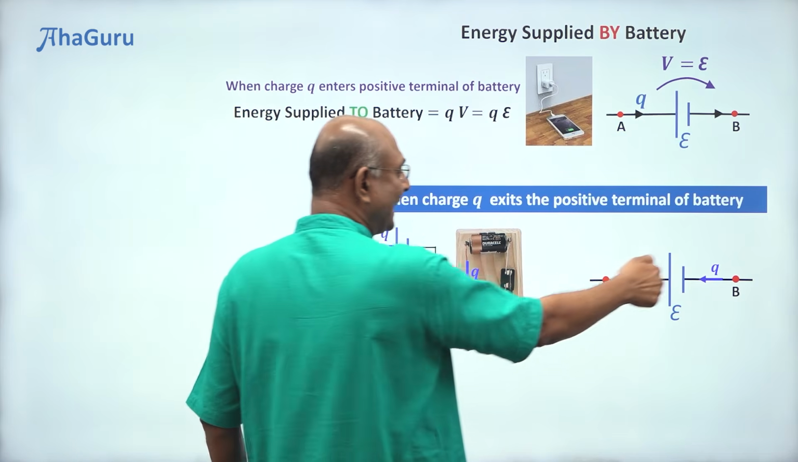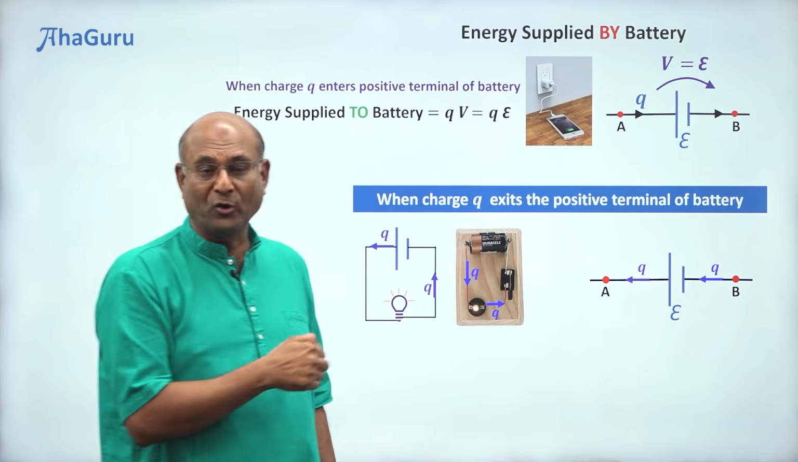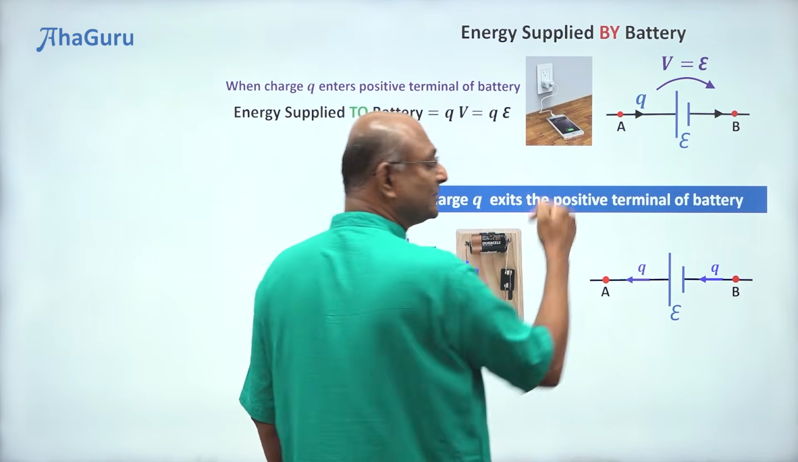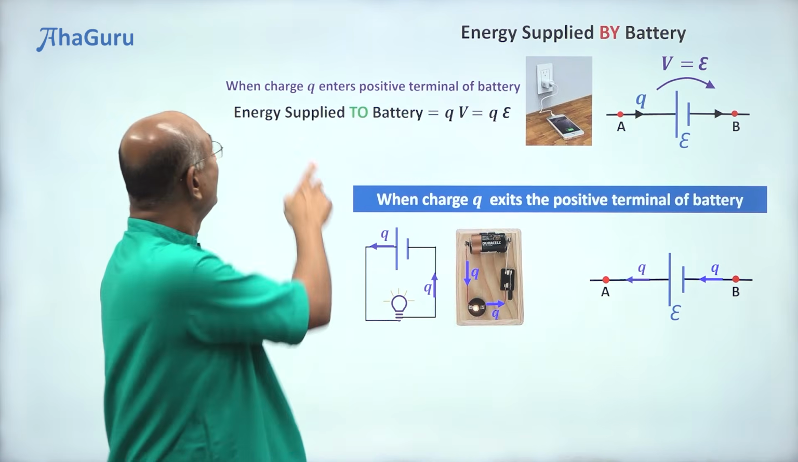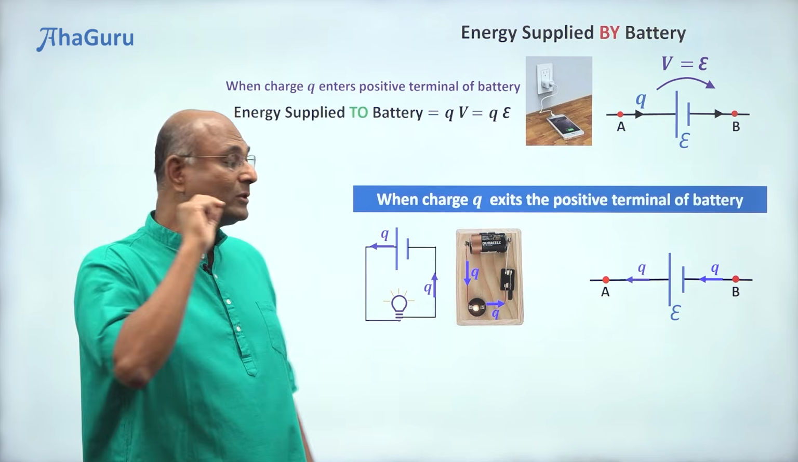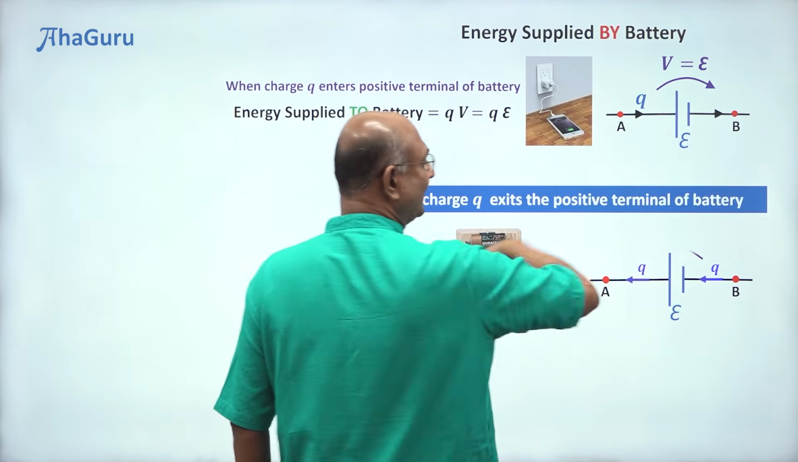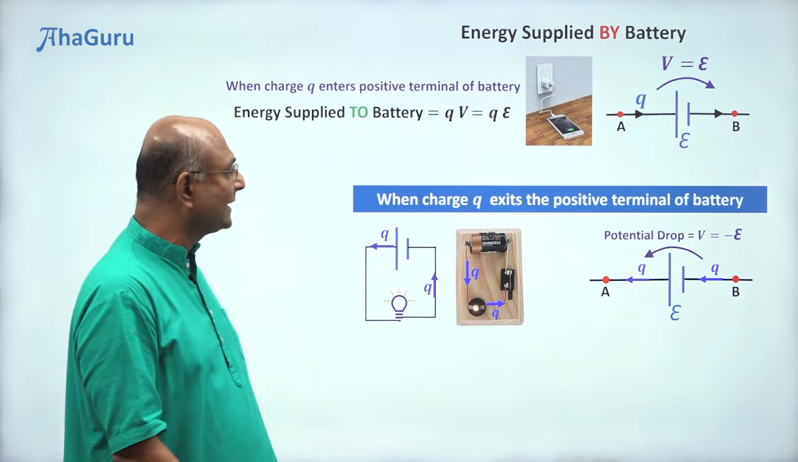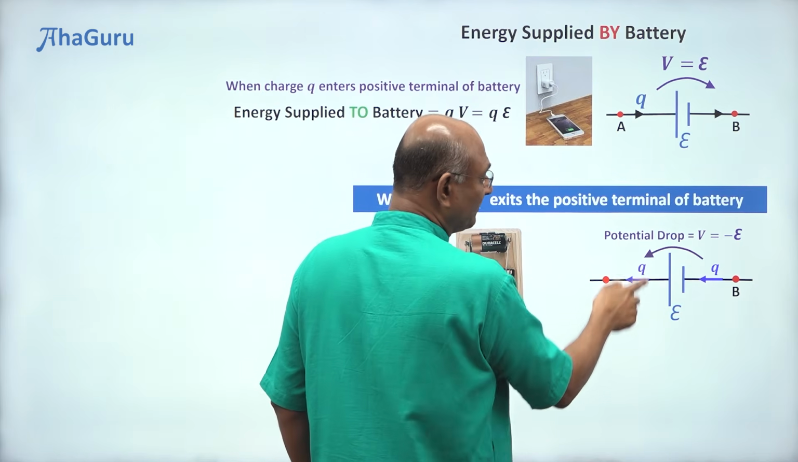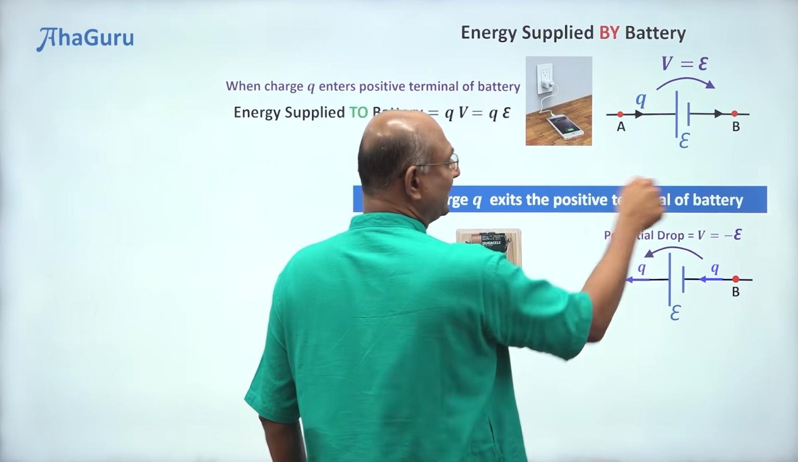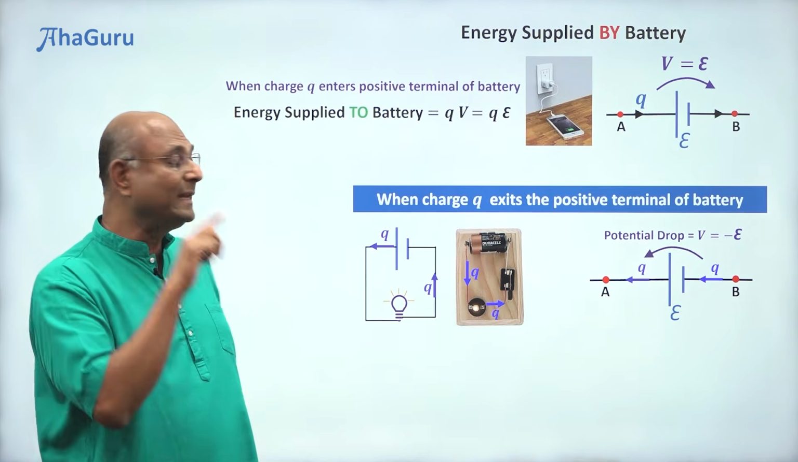Well, if this is the direction in which the charge is flowing, then you must look at the potential drop this way if I want the energy supplied to the battery. So I'm looking at the potential drop from the entry point to the exit point. So I'm going to look at the potential drop like that. How much will be the potential drop? From the big to the small, it will be equal to the EMF. From the small to the big, the potential drop will be minus E.